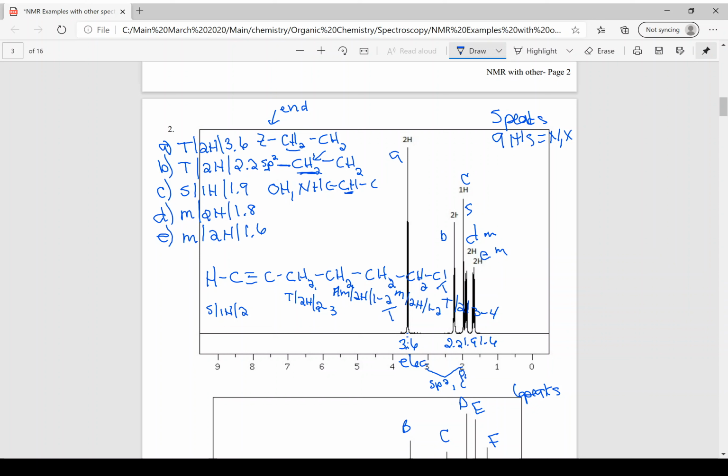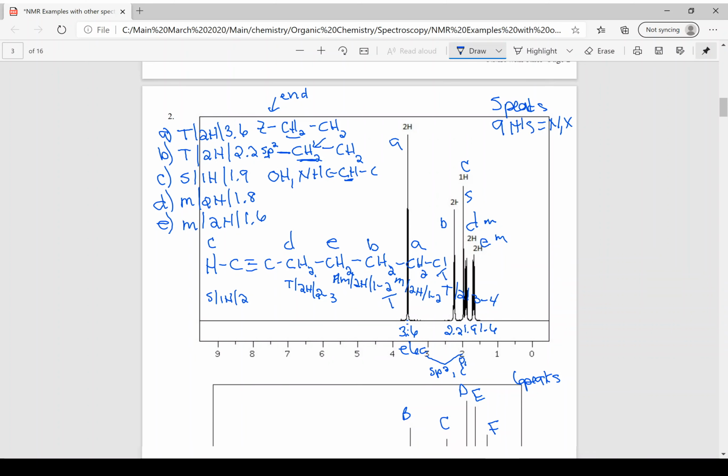All right, so the furthest down field is this one. All right, C had to be that one. Now who's my 2 hydrogens that was a triplet that was shifted the most? I'm actually going to say that being next to the chlorine is probably a little bit more important than being next to the alkyne. I could be wrong, but I'm going to say, so what letter is that? That is B. And then D, the closer to the alkyne, and then that leaves poor E stuck right in the center.